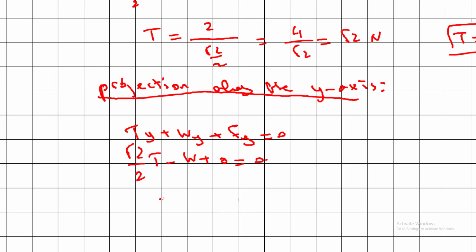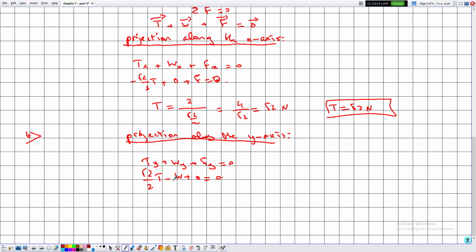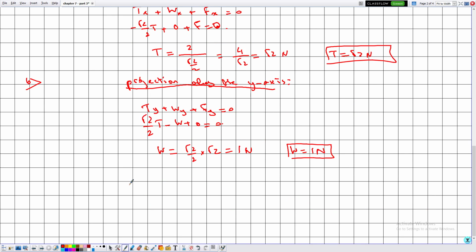So what's the type of this equation? This is a linear equation and one unknown. The unknown is W. We have already determined the value of T, which is given by radical 2. So W is given by radical 2 over 2 multiplied by radical 2, which is equal to 1 newton. So the magnitude of W is 1 newton, but recall that we are interested in determining the mass of the sphere and not the weight. So weight, mass, and g are related via the following formula. Weight is equal to m multiplied by g. So simply m is the ratio of W over g. So 1 divided by 10, then the mass of the ball is given by 0.1 kilograms.